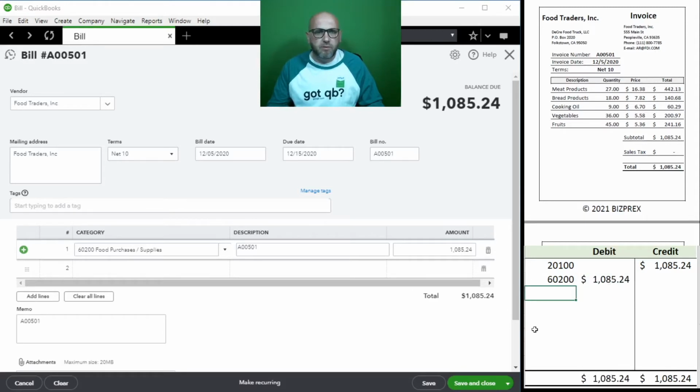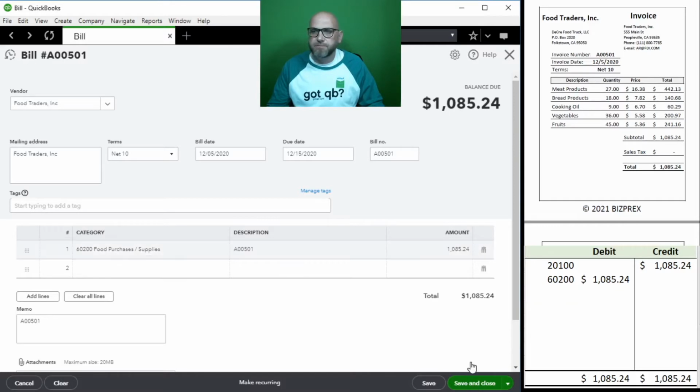Here it is, debits and credits are in balance. This amount right here is a debit to account 6200, and it is also a credit to account 2100, accounts payable. It's not shown here, but this amount right here, identical to this one because we don't have any more, is a credit to account 2100. Okay, save and close.